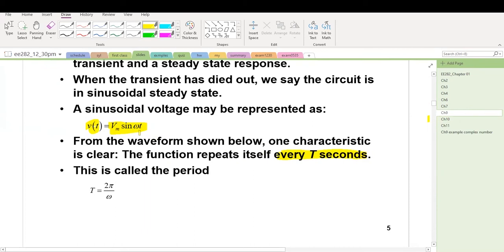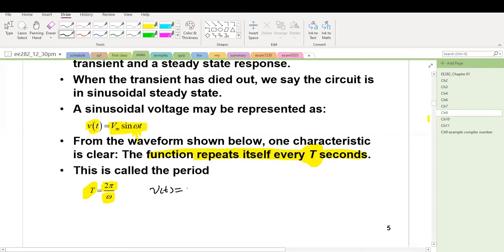We know a sinusoid is periodic. The function repeats itself every T seconds. T equals 2π divided by ω. For example, if v(t) = 2 sin(4πt), then T equals 2π divided by 4π, that equals half a second, which means that every half second this waveform repeats itself.